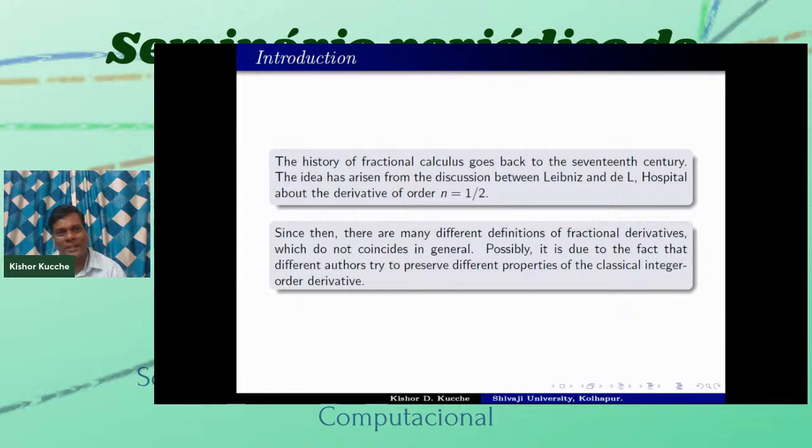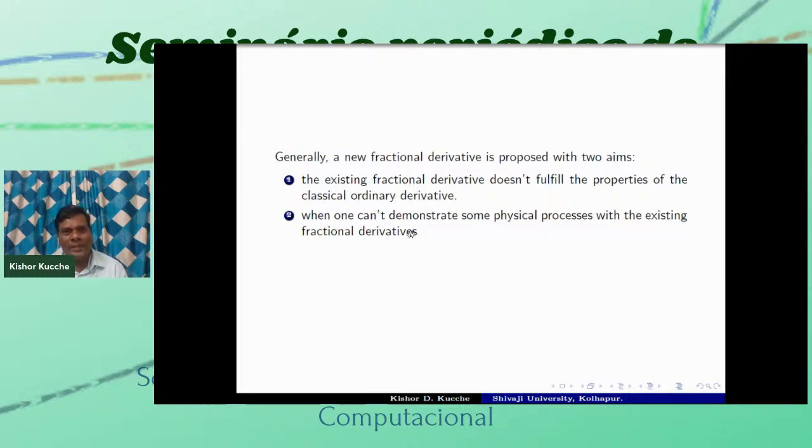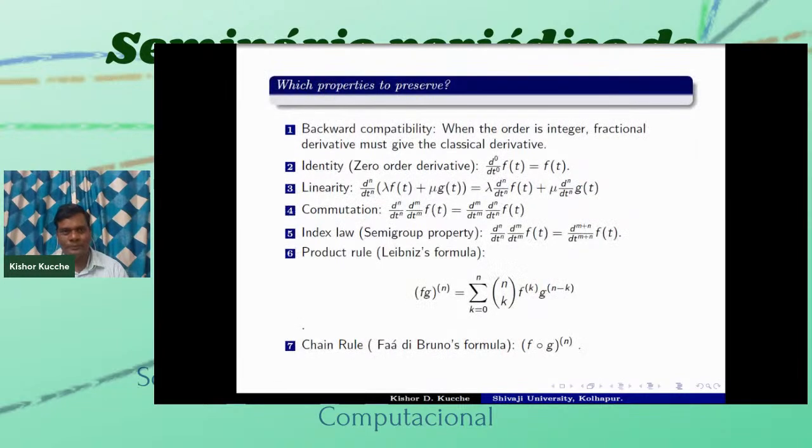Possibly it is due to the fact that different authors try to preserve different properties of the classical integer order derivative. Now, when we observe the literature, generally a new fractional derivative is proposed with two aims. The first aim is that the existing fractional derivative doesn't fulfill the properties of the classical ordinary derivative, hence someone goes for defining a new derivative. Or, when one cannot demonstrate some physical process with the existing fractional derivative, at that time also researchers go on finding a new fractional derivative.